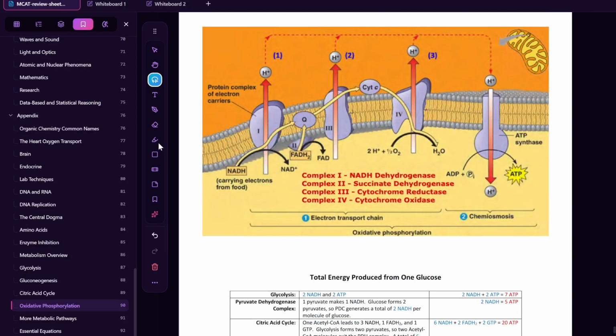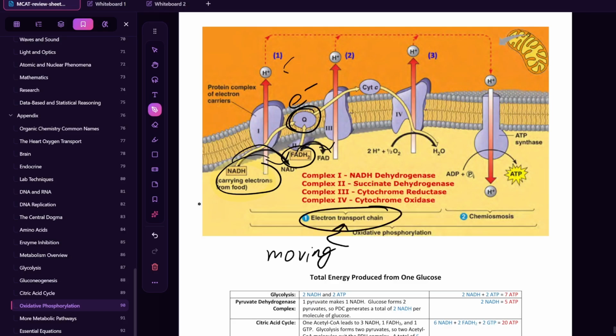So as you can see, the electron carriers from food. NADH is now going through complex 1, FADH is going through complex 2, and both of them are sending electrons to Q. These electrons are moving through the electron transport chain. That's why it's called the electron transport chain. Complex 1 is known as this name, complex 2 has this name, complex 3 has this name, complex 4 has this name. This is complex 1, 2 is down here, 3 is here, and 4 is over here.